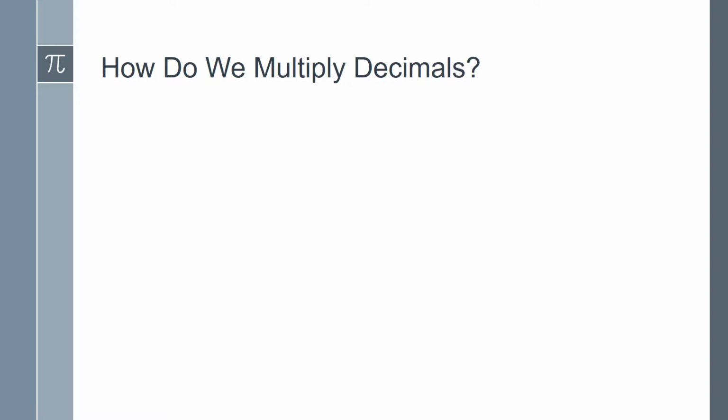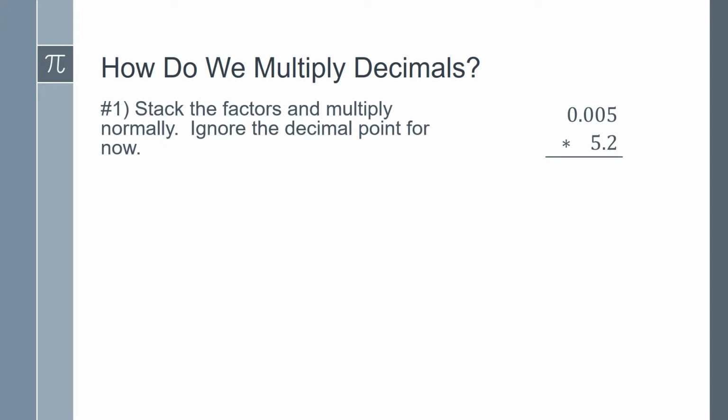We'll start by talking about the algorithm that we'll use to multiply decimals. The first thing that we need to do is to stack the factors and multiply normally. We can ignore the decimal point for now. So if we look at 0.005 times 5.2, we find that the answer is 260.